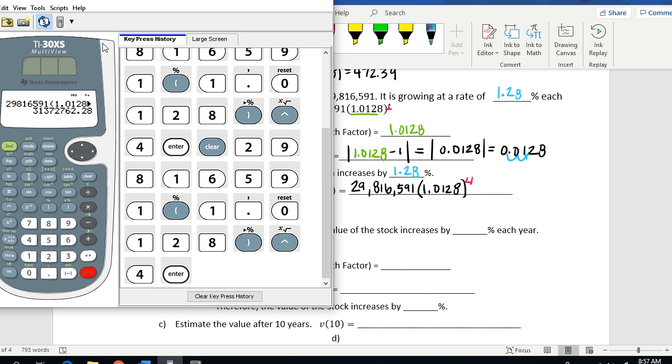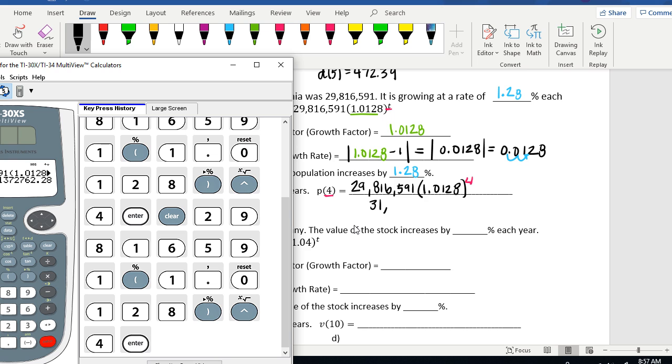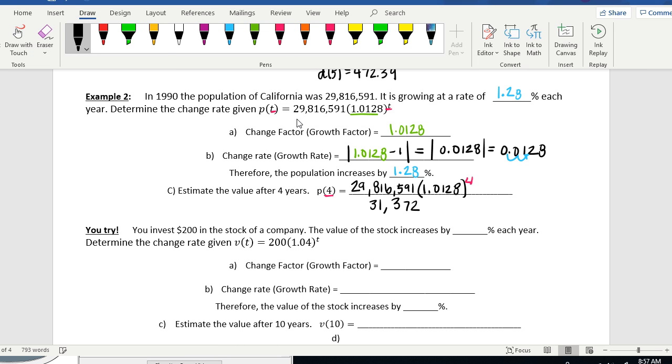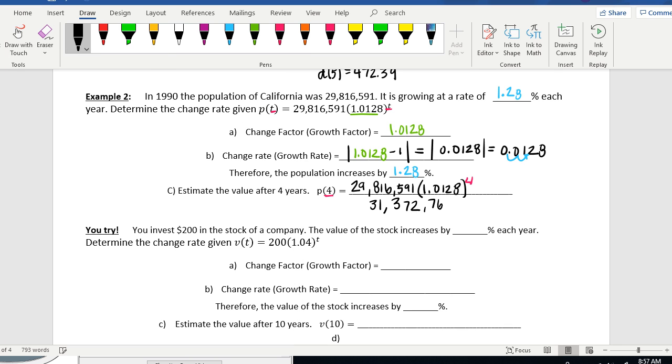So we're going to have 31,372,762. And that equals P of 4. So in the 4th year, the population is going to increase to 31,372,762.